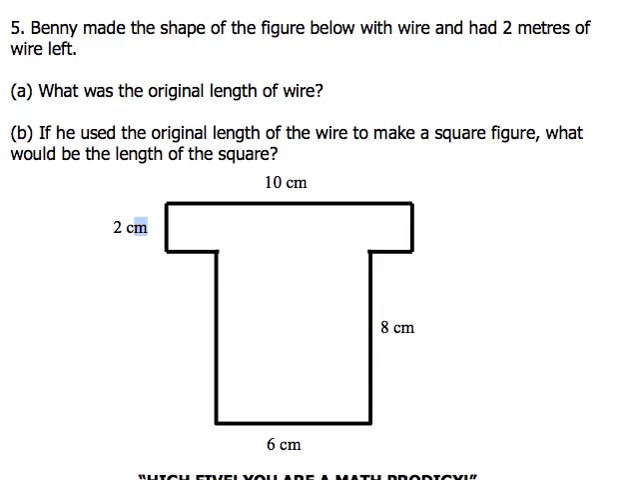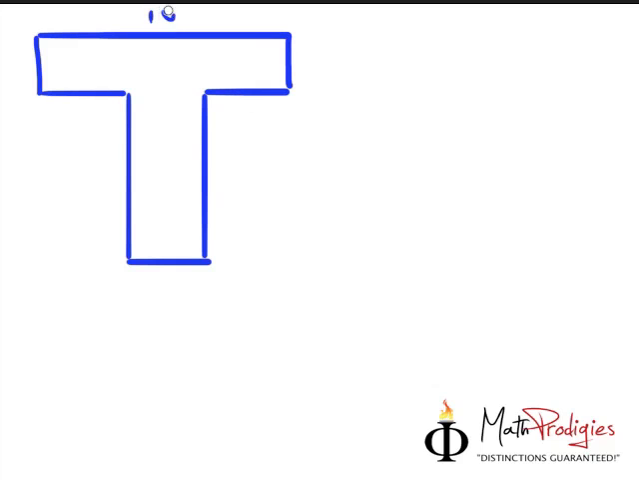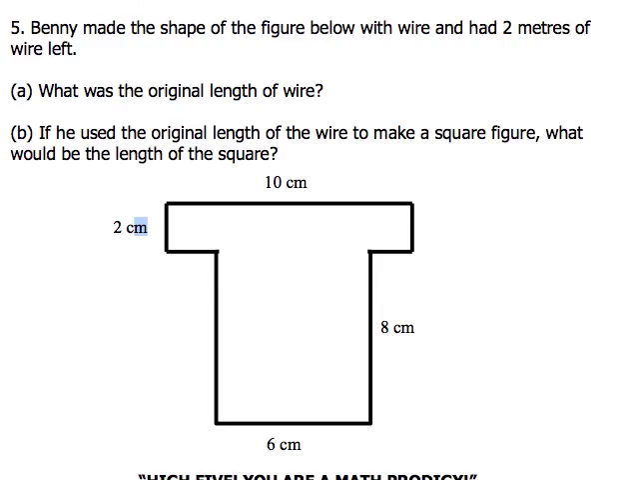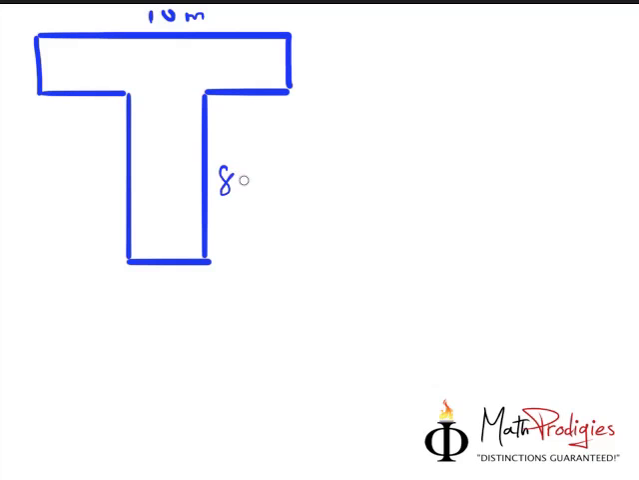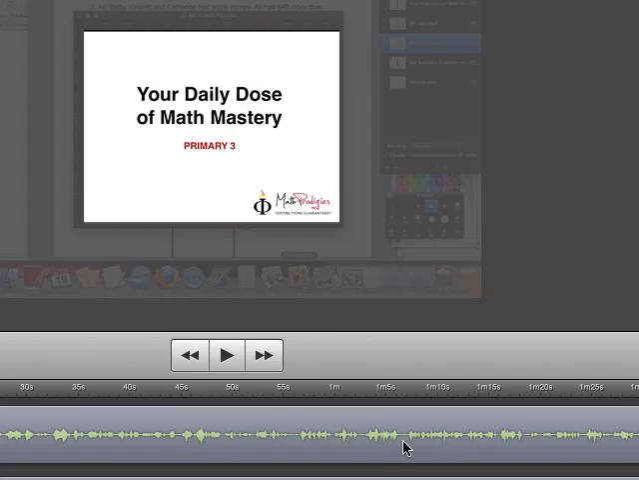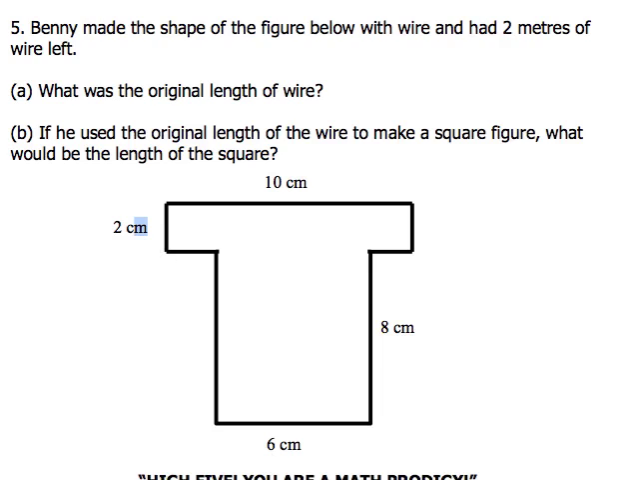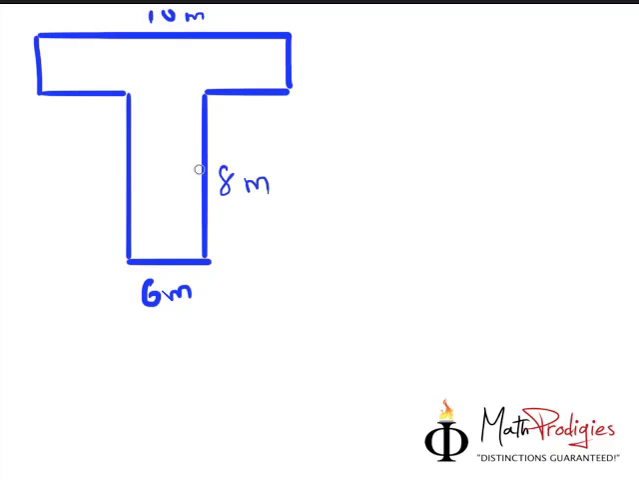Now it says that this is 10. So this is 10 meters. This on the side is 8 meters. This at the bottom is 6 meters. And one more, this at the side is, oops, sorry. This at the side is 2 meters.